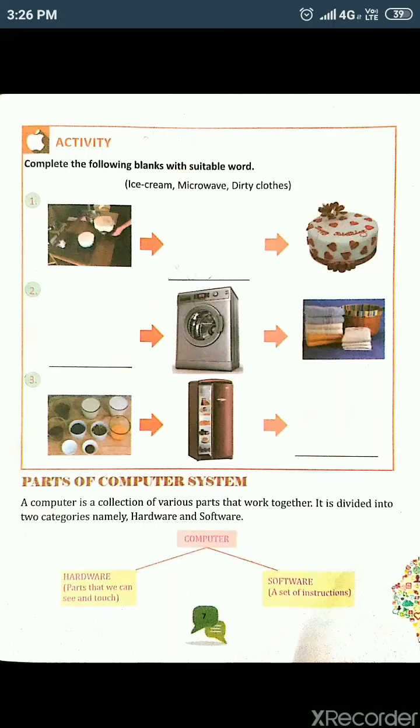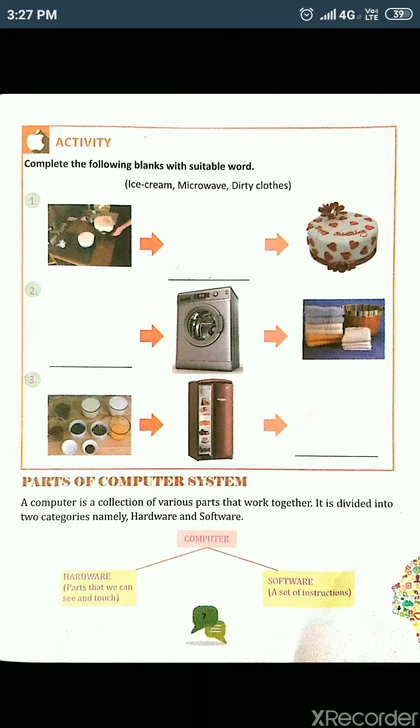Good morning, students. Today we will learn about the different parts of a computer system. A computer is a collection of various parts that work together. A computer system consists of different parts like input devices, output devices and the processing unit, and these all work together.